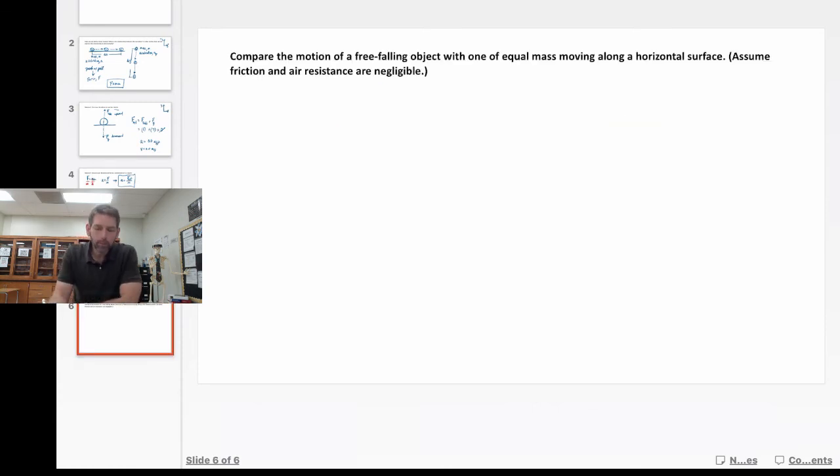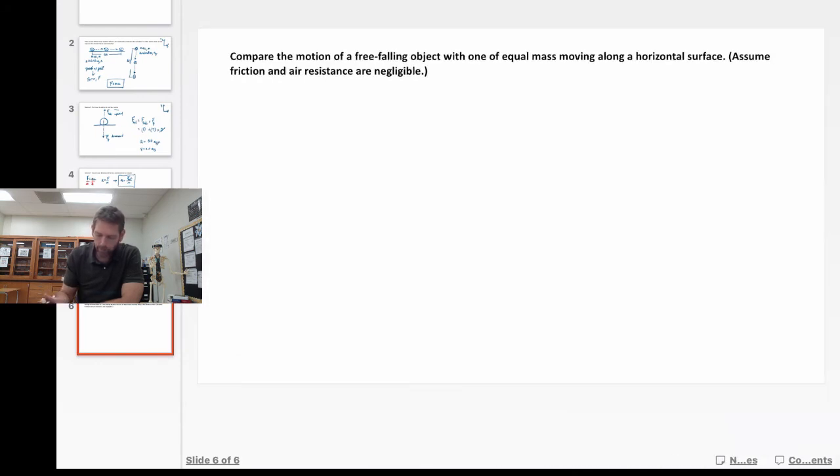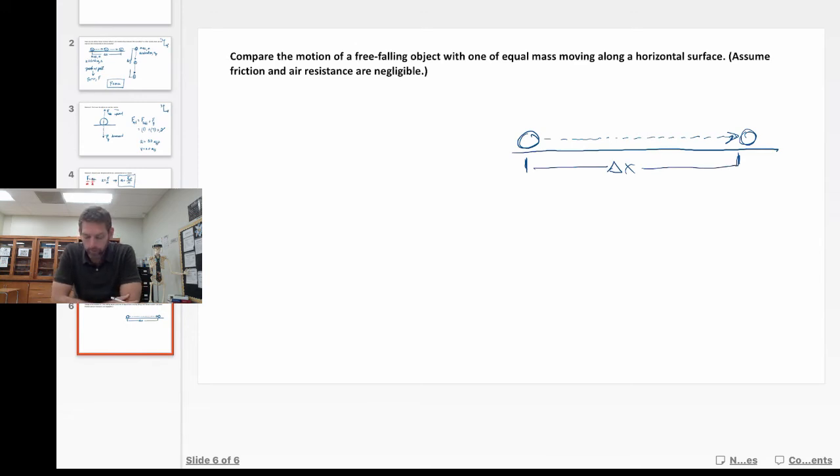All right. Motion of a free-falling object with equal mass of one moving along a horizontal plane. So let's go away. Keep hitting that button. So we've got a horizontal plane. All right. So we've got an object that is moving along this horizontal plane. This object obviously will have a change in displacement. Okay? There will be a change in displacement.